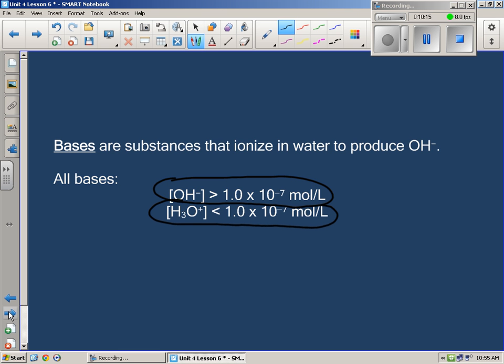There's still a little bit of acid in there somewhere, but the hydroxide ion is going to be much, much more favored, of course, or much higher. So that's still going to be the case. The hydronium ion concentration will be less than 1 times 10 to the negative 7, basically.